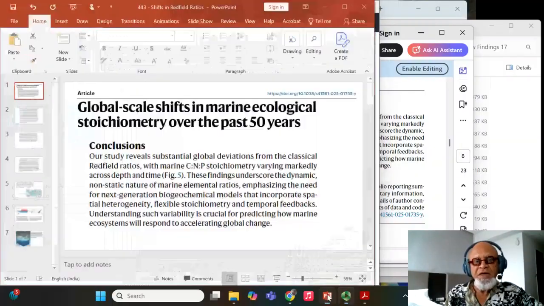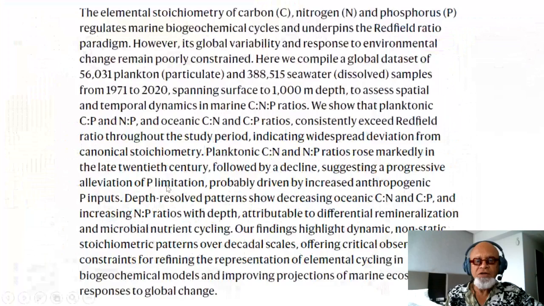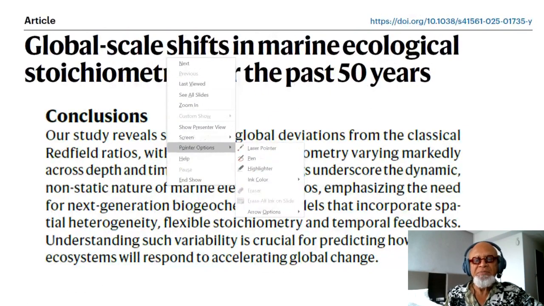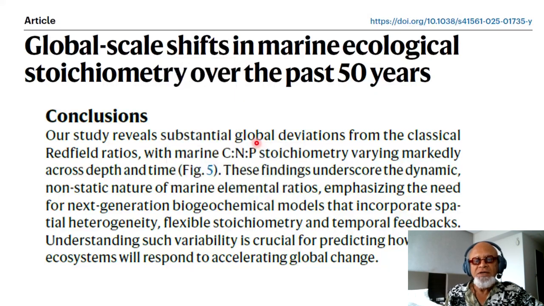Okay, this is a nice paper that reports the analysis of all the data in the world on how the so-called stoichiometry or elemental ratios, or the more famously known Redfield ratio, is changing across the oceans and the coastal regions and the open ocean and near the surface and deep below the surface, etc. It says global scale shifts in marine ecological stoichiometry over the past 50 years.